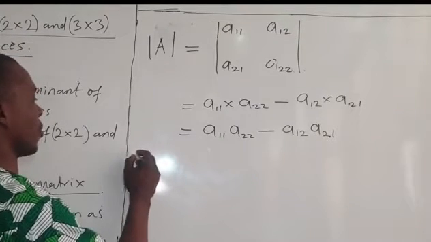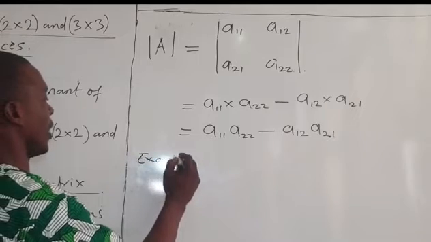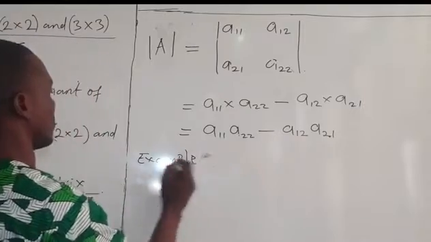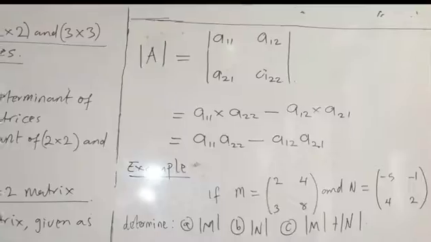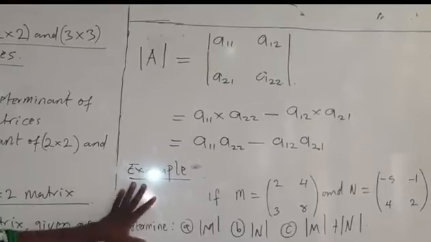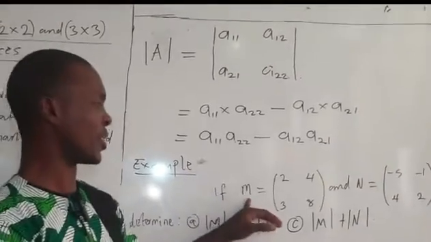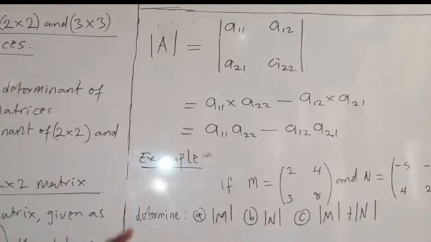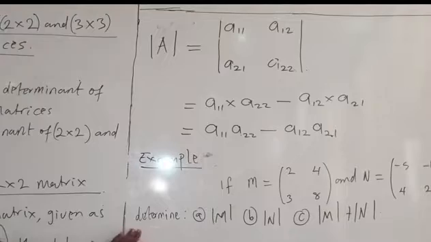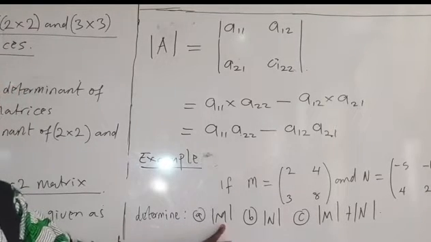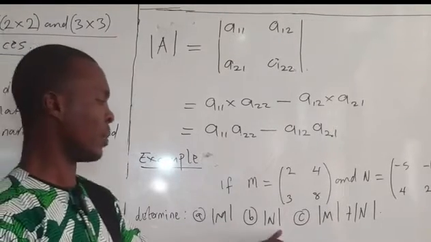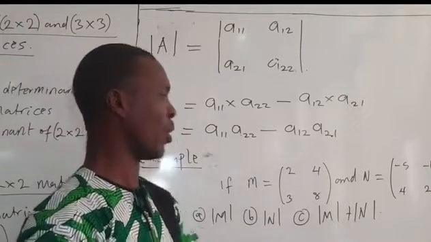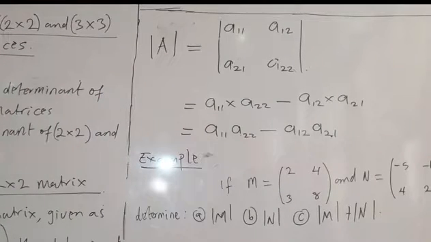So we have example 1. Example 1 says if matrix M is 2, 4, 3, 8 and matrix N is minus 5, minus 1, 4, 2, A, determine the determinant of M. B, determine the determinant of N. C, determinant of M plus determinant of N. To do that, let's start with A.